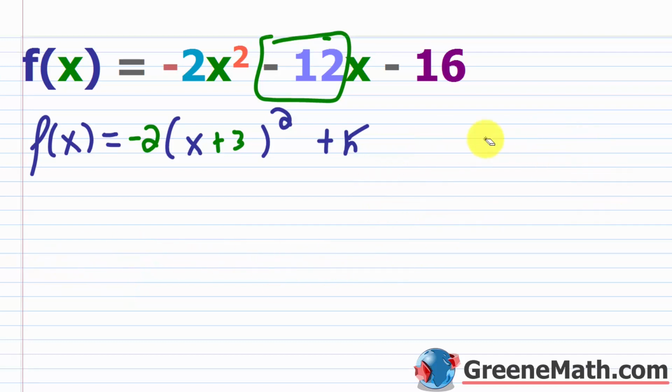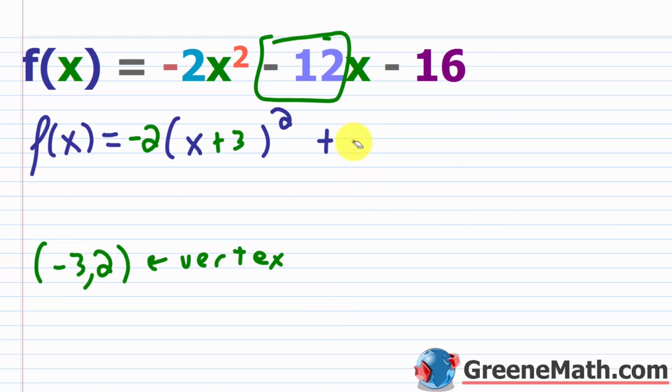So let's write this down here. So it's negative 3 comma 2. So negative 3 comma 2. Again, that's my vertex. And let's go ahead and write this as a 2 right there, like that.